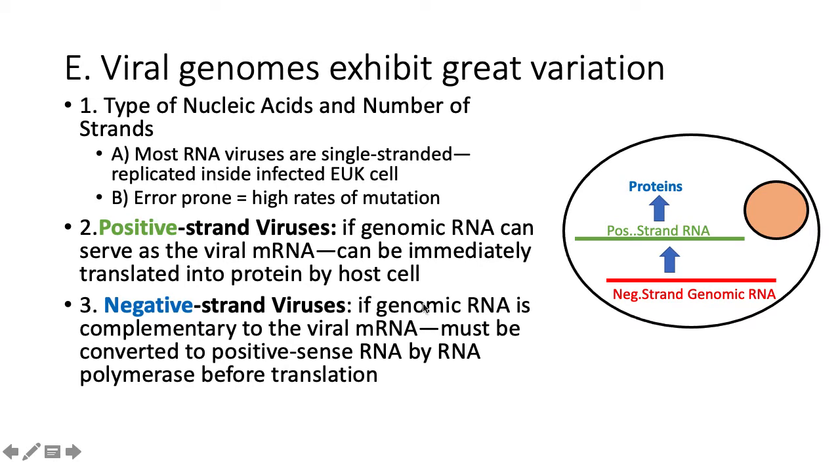Negative means that the RNA that serves as the genome for the virus is complementary. So it has to be transcribed into a positive strand RNA, then to a protein. So it has to do an extra step in order to replicate more of itself. So with positive strand, you can hit the virus production factory right away. With negative strand, you have to do a conversion because it's complementary. That's it, that's the difference.